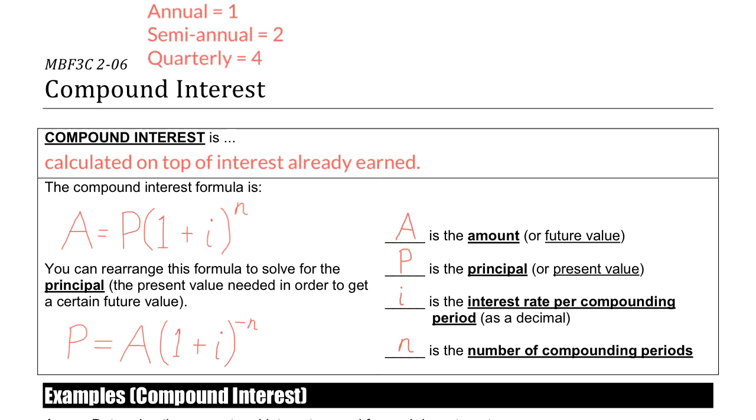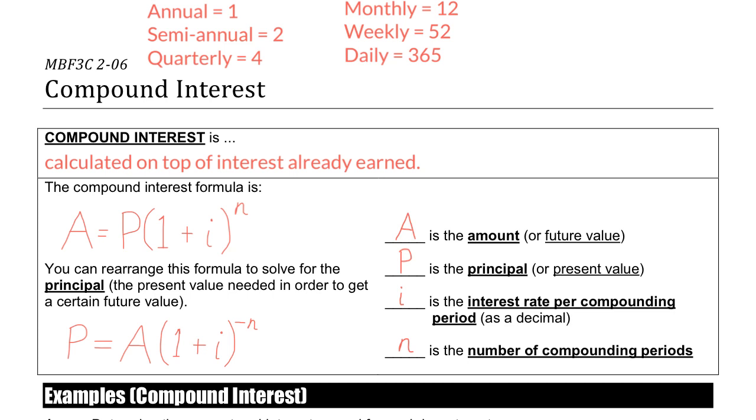Quarterly would be 4 times a year. Monthly would be 12 times a year. Weekly, you're calculating the interest 52 times a year. Or even daily compounding, that would be 365 times a year the interest is being calculated. So the number of compounding periods in a year is useful information in order to figure out the values of I and the values of N.